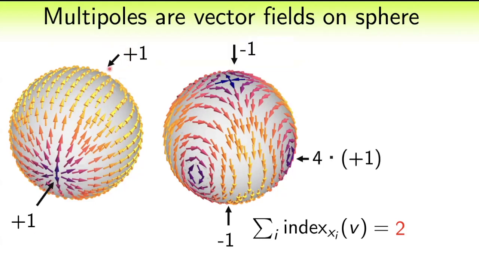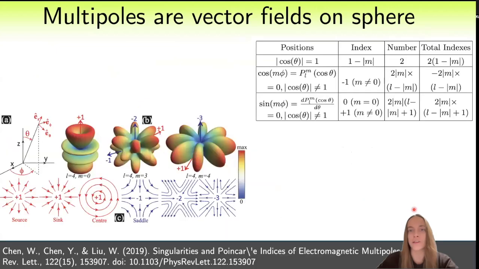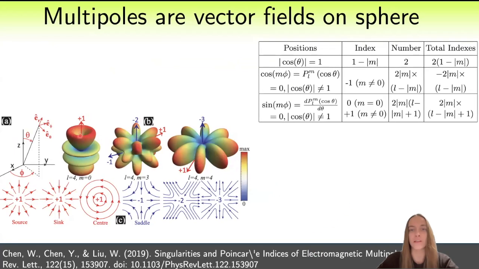Let's check now how this theorem works for an electric dipole. Indeed, it has two zeros and the indices of both equal 1. But for a magnetic quadrupole, there are two zeros with indices -1 and four zeros with indices +1 on the sides, and the sum is still 2. Actually, the indices of individual multipoles are easy to find, and this is done in the paper linked at the bottom of the slide. For applications, the most interesting indices are of those zeros at the top and bottom of the sphere, in other words, on the z-axis.